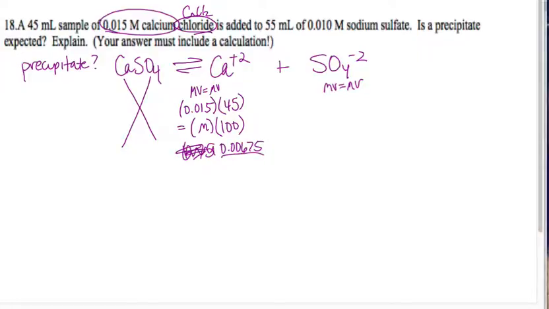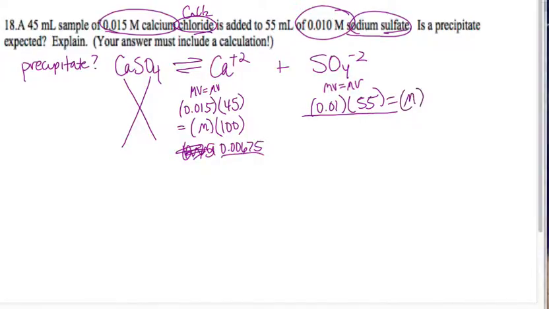So here, this is now our initial concentration of calcium. For the sulfate, for every one sodium sulfate, there's one sulfate. So that's the molarity of the sulfate ion. 0.01 times 55 mils equals the molarity of the new thing we're looking for times the 100 total volume. So what is our new molarity of just the sulfate? 0.0055. So those are my initial molarities.